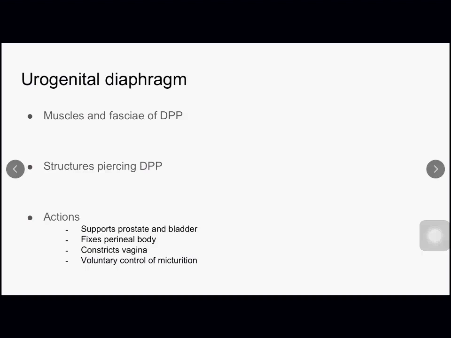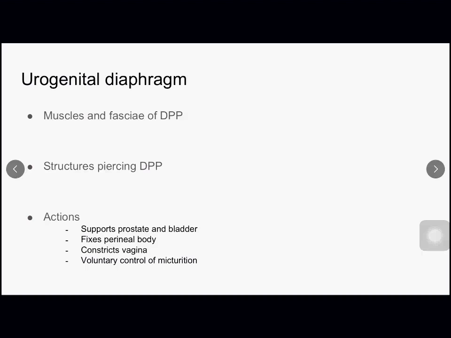Now I will tell you about the urogenital diaphragm. This is nothing but the deep perineal pouch or deep perineal space only. We are now calling it the urogenital diaphragm. So it includes all the muscles and fasciae of the deep perineal pouch equivalent to that of the urogenital diaphragm. Whatever structures pierce the urogenital diaphragm, which pierce the deep perineal pouch, will be contributing to the formation of the urogenital diaphragm. Now, if you know all the structures present in this urogenital diaphragm, you can tell the actions also very easily.